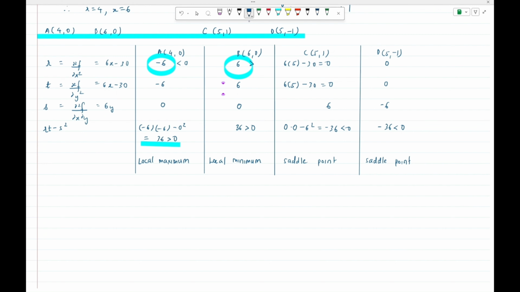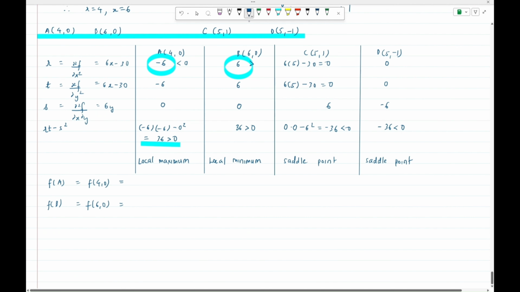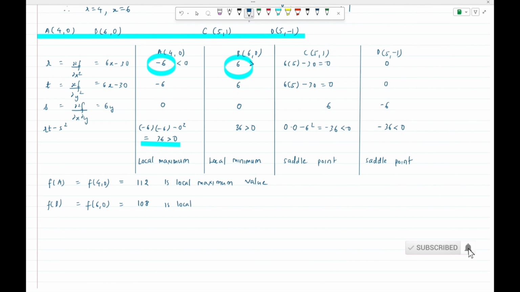Now for the last part, since we have got 2 points for local extrema, we also need to find the local extremum values. So we will find f of A, that is f of (0, 0), and f of B, which is f of (6, 0). On substituting these values in the function, f of A is going to be 112 and f of (6, 0) is going to be 108. 112 is the local maximum value of the function, while 108 is the local minimum value of the function.